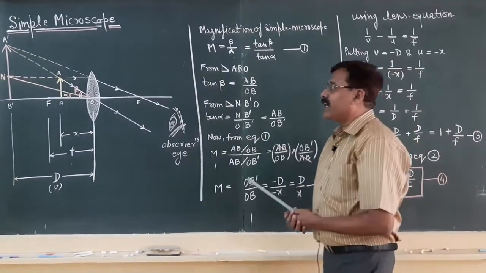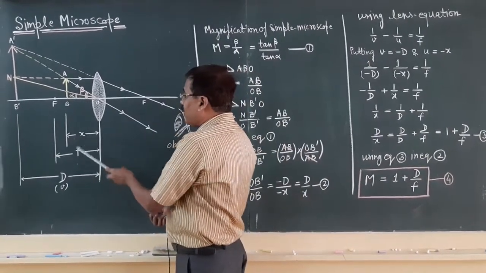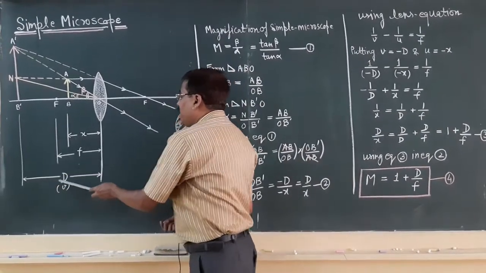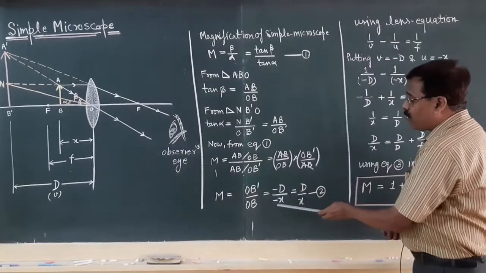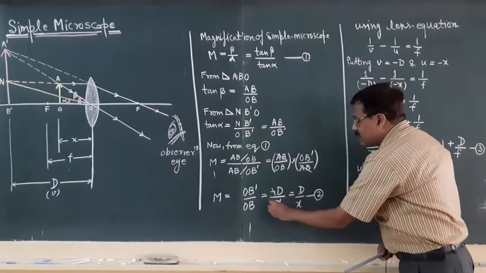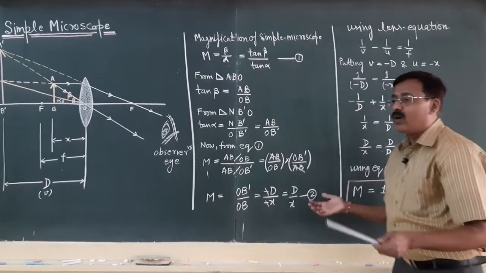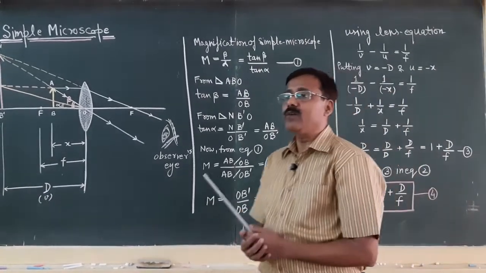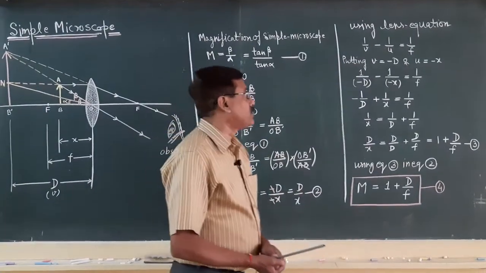OB dash is basically the image distance and OB is the object distance. If you apply the sign convention, the value of OB will be minus x and the value of OB dash will be minus D. So, when we put the values, minus D upon minus x, the minus signs cancel out. So, m is equal to D by x. Now, what will we do? We have to find the value in terms of known parameters. So, we will use the lens equation.